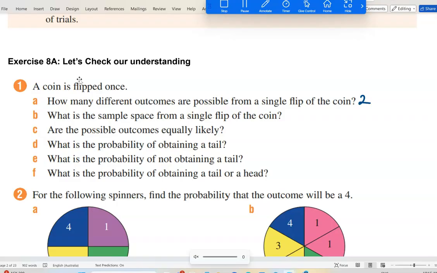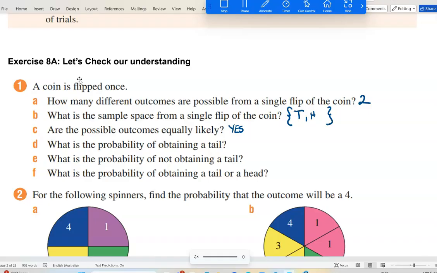What is the sample space for a coin? So we like to put these curly brackets and we put our sample space. So the sample space is what could I get? What are the options I could get? I could get a tail or I could get a head. So that's my sample space. Are the possible outcomes equally likely? Yes, when we flip a coin, we say yes, it's equal.